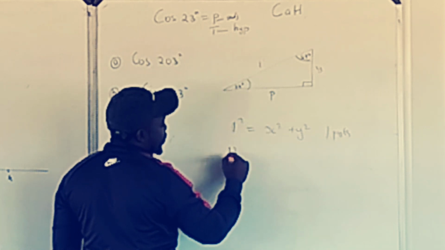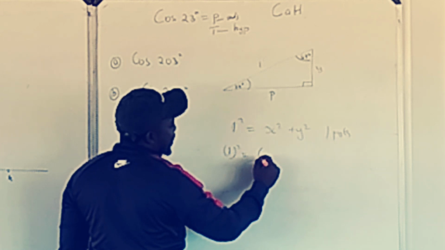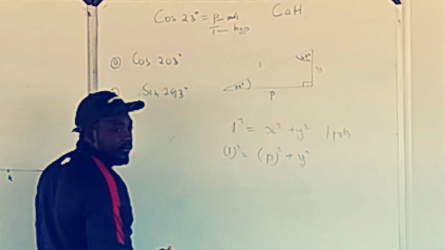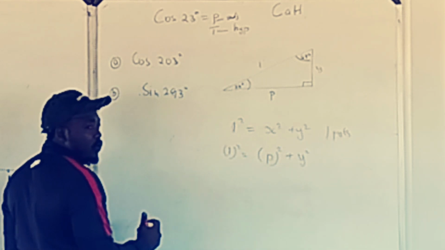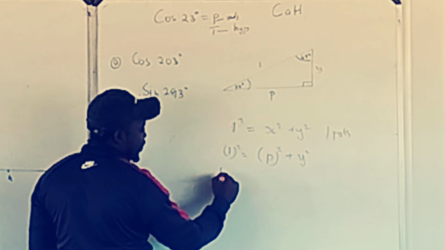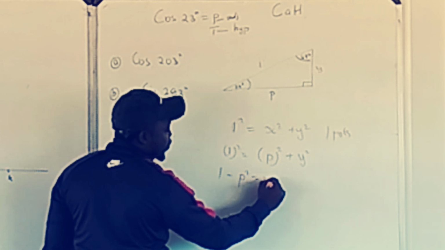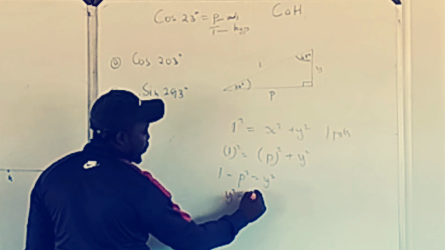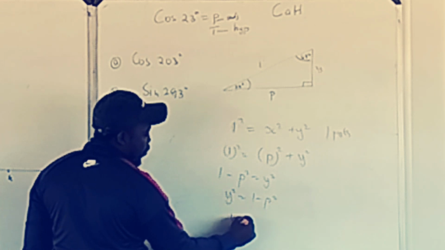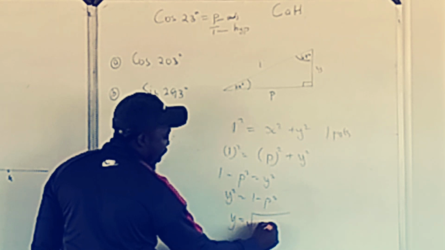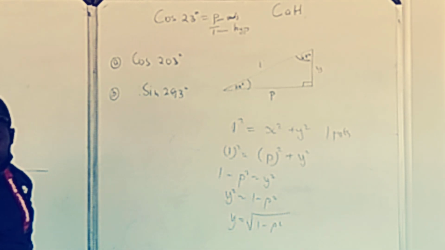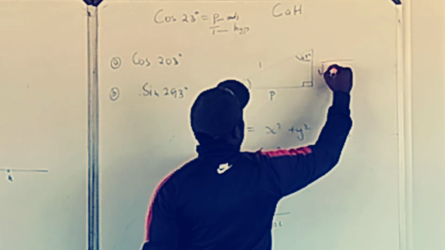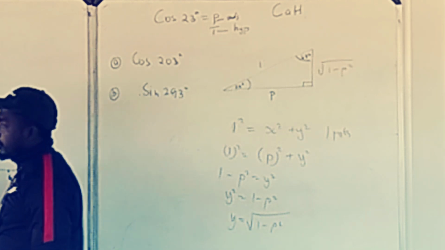So your r squared is actually 1 squared. Your x squared is actually p squared. Then you are looking for your y. We transpose. How to transpose? We change sign. This is 1 minus p squared equals y squared. Fine. Y squared equals 1 minus p squared, and the value of y will simply be the square root of 1 minus p squared. Go and write it down in your diagram: square root of 1 minus p squared, here.